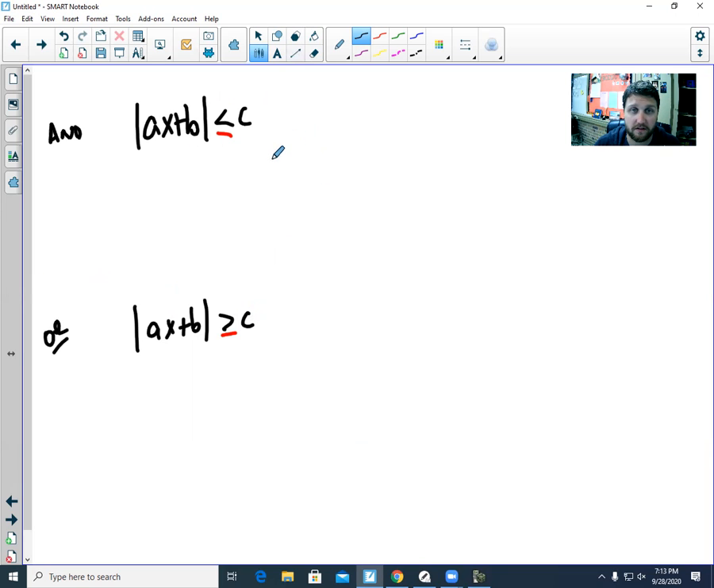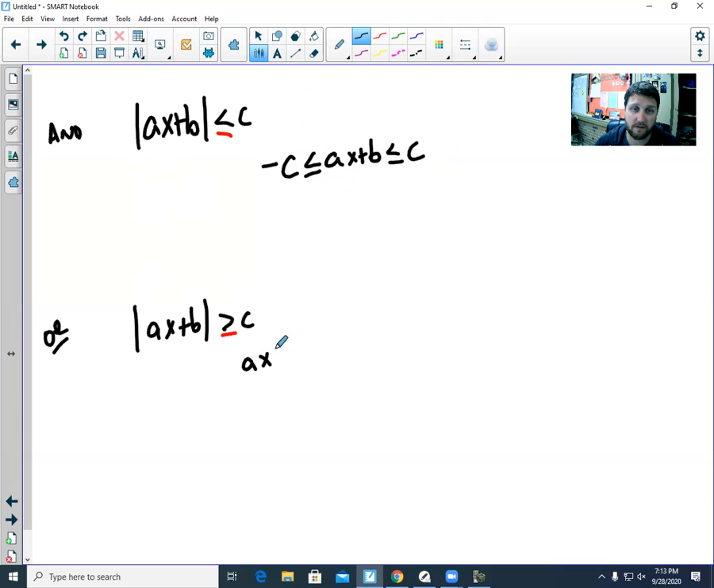The way this works is if you see this inequality, you do negative c, let me take that away and redraw it. We have negative c is less than or equal to ax plus b is less than or equal to c. If we cover this part up, it says ax plus b is less than or equal to c, which is exactly what it says up here. And then we just flip the sign and make it negative. Same thing is happening here.